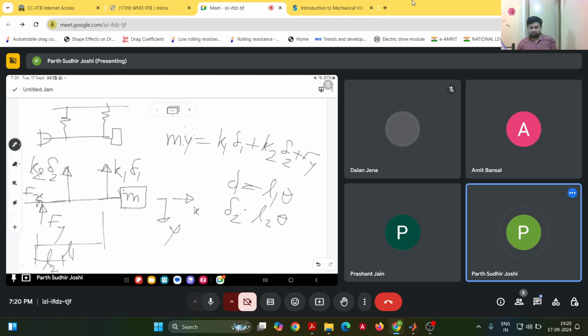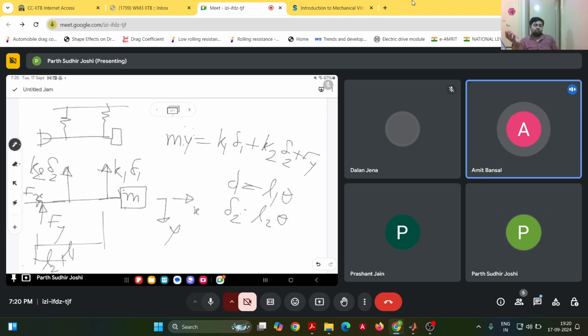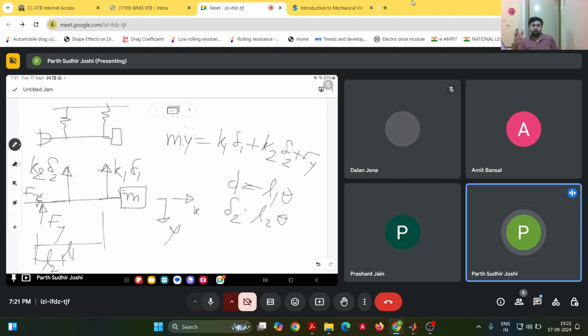See, you cannot just leave it like this: m y double dot is something, this thing plus Fy, something like k1 delta 1 plus k2 delta 2 plus Fy. So you cannot leave it. I mean, you can leave it at that point, but it will not take you any further, because you require one more equation to actually know Fy in terms of other things.